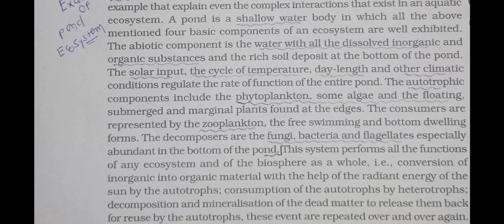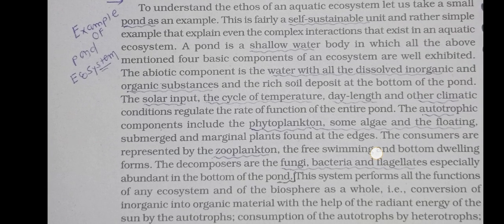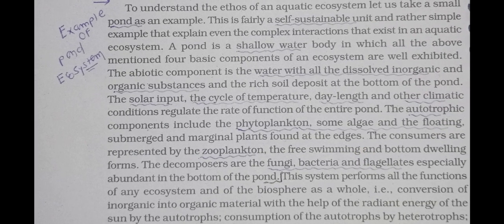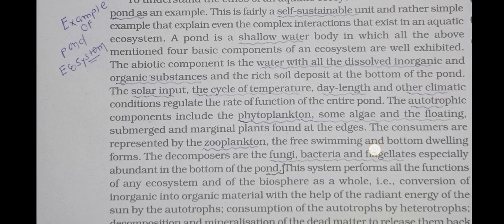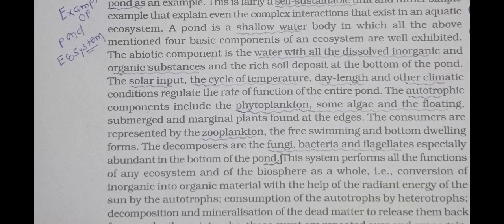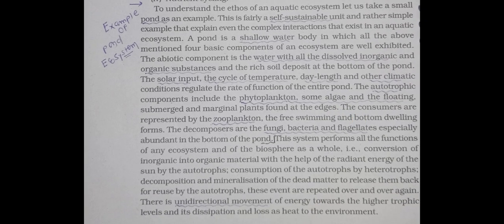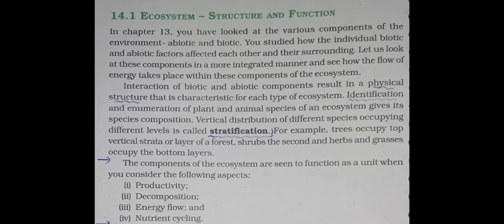Here see, you can see on screen some important words are there. The small pond ecosystem as example. Self sustainable is a one liner question. Shallow water body is a one liner question. Water with all dissolved inorganic and organic substances is one type of MCQ. Solar input, cycle of temperature, day length, other climatic factors, MCQ. The names of examples are MCQ, like phytoplankton, some algae, floating, submerged and marginal plants, zooplanktons, fungi, bacteria and flagellated organisms. So thus the question is completed.